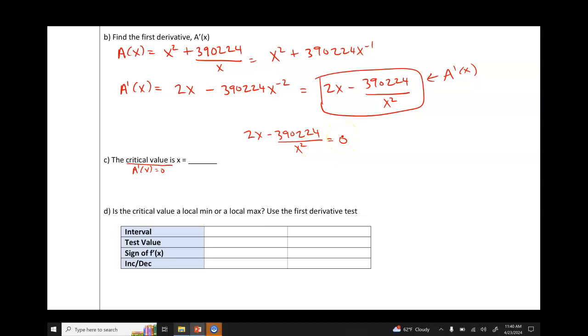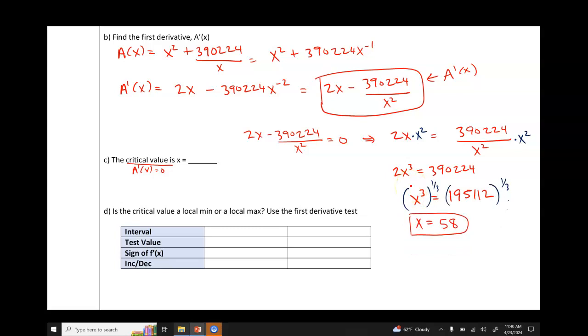So let's do some algebra. I'm first going to move the negative 390,224 over x squared to the right by adding it, and then I multiply both sides by x squared. So I get 2x cubed equals 390,224. I divide by 2, and I get x cubed equals 195,112. In order to solve for x, we need to raise both sides to the power of 1/3, which is the same thing as cube rooting, and we're going to get x equals 58. So the critical value is going to be 58.